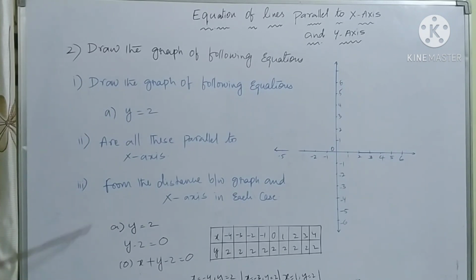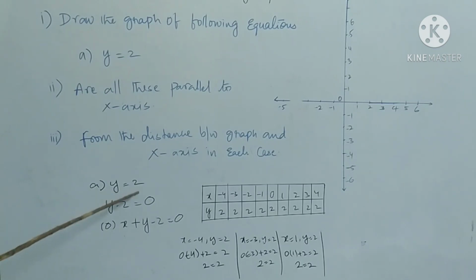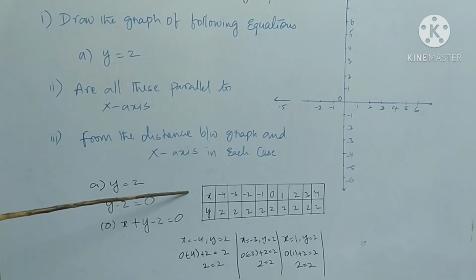So the solution of this equation, when y is equal to 2, transposing 2 gives y minus 2 is equal to 0. This is a one variable equation. The one variable is y. It could be written in terms of two variables: 0 into x plus y minus 2 is equal to 0. Here the x coefficient is 0. It is nothing but y minus 2 is equal to 0. So these are the solutions of the given equation in two variables.